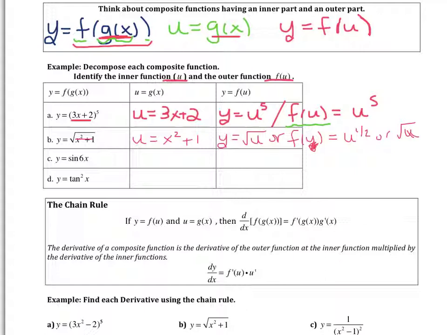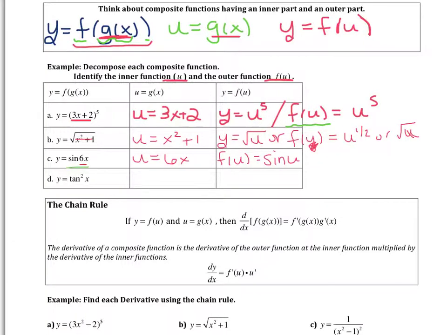Okay, now we have sine 6x. So that's made up of two functions. You have your inner part, which is 6 times x, and then you have your outer part, which is the sine function. So u is going to equal 6x, and then f of u would equal sine u. Plain and simple.